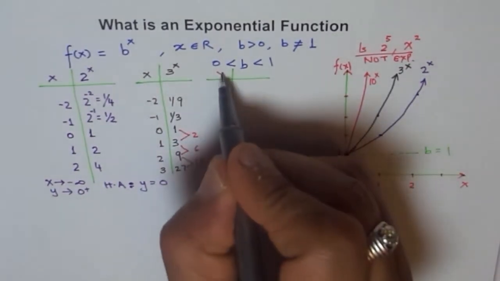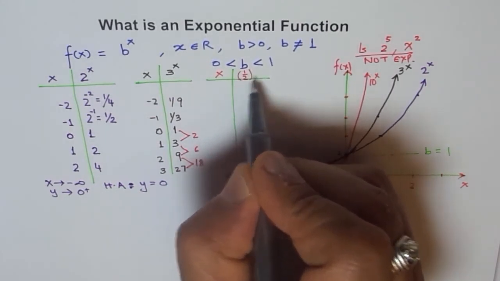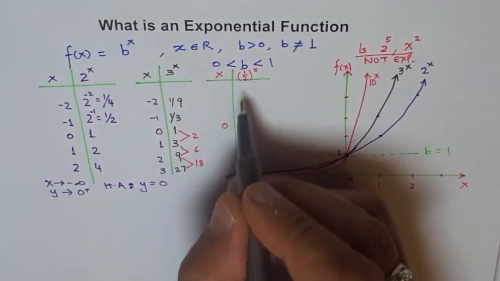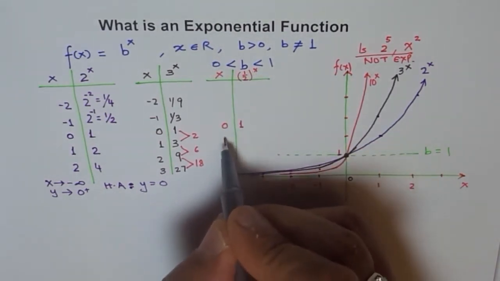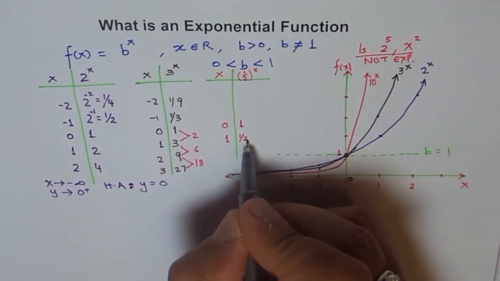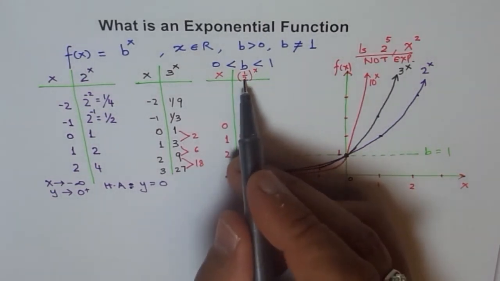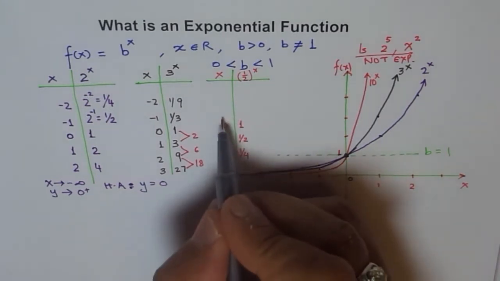Let's take x values and let's say half to the power of x. Do you see that? So for 0, what do we have? Anything to the power of 0 is 1. If I take 1, then half to the power of 1 is half. And if I take 2, then half to the power of 2 will be 1 over 4. Correct?